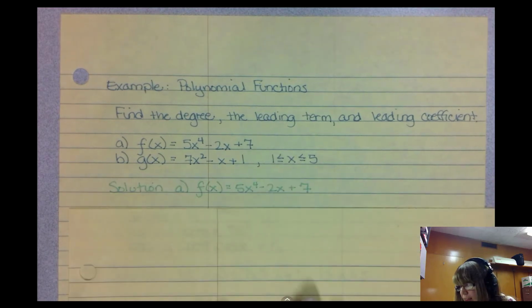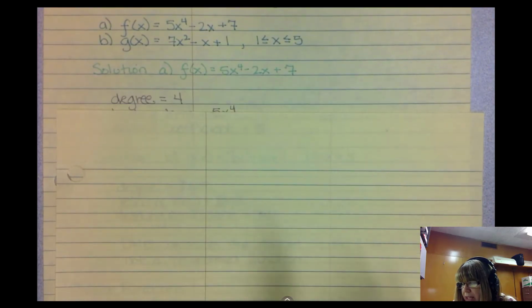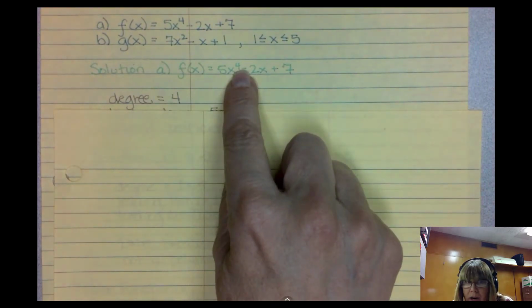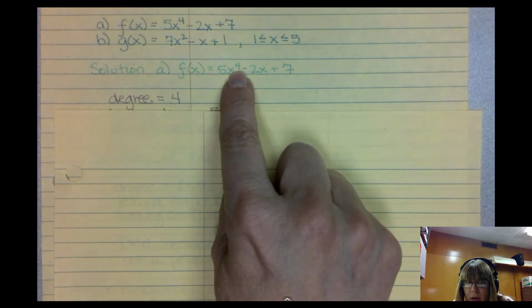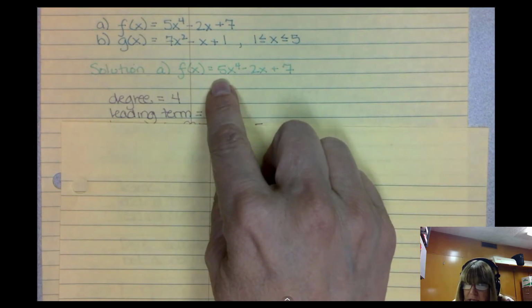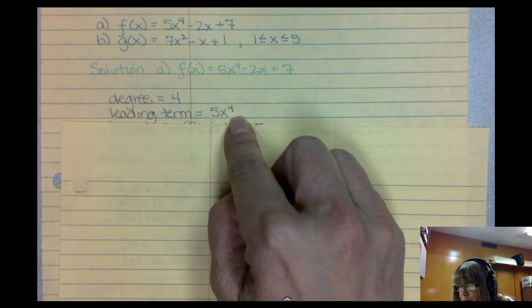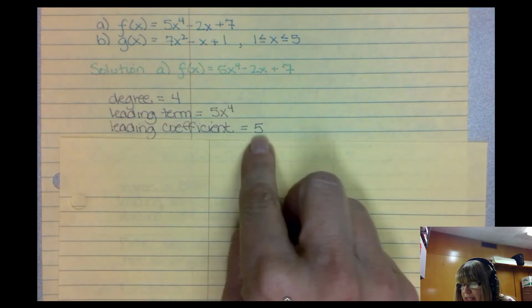Let's take a look at the solution for a. First of all, our degree is 4. It is the highest power that x is. So our degree is 4. Our leading term is the one connected to the x to the 4th, which is 5x to the 4th, and our leading coefficient is 5.